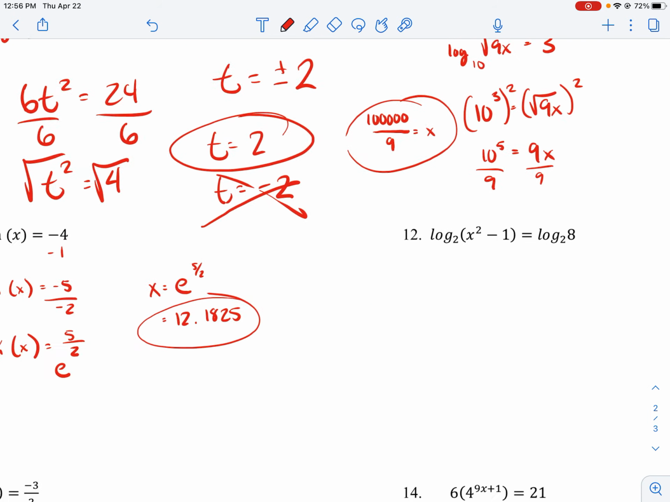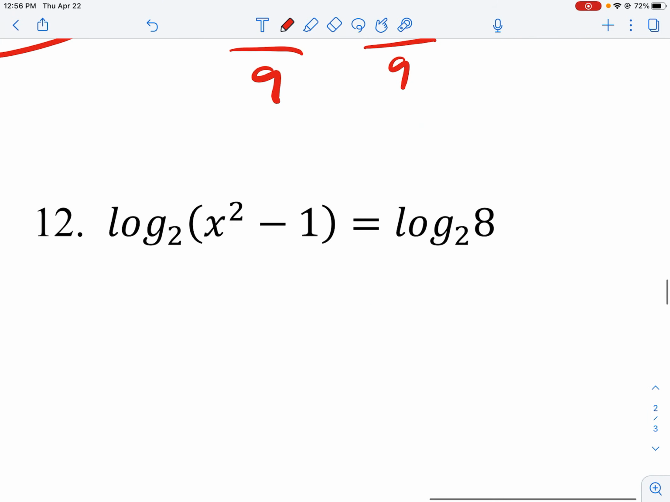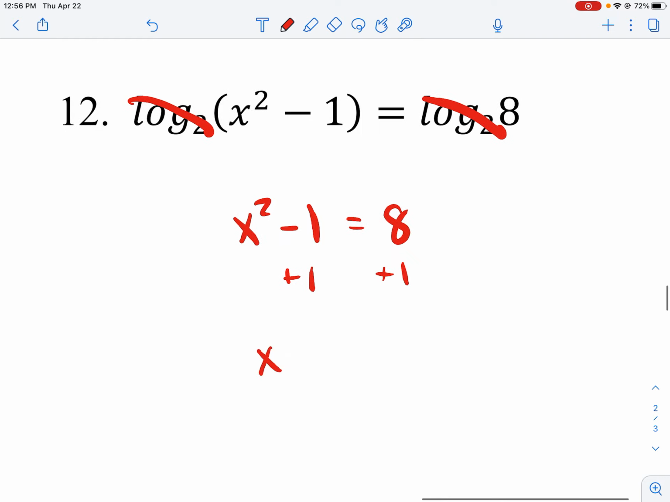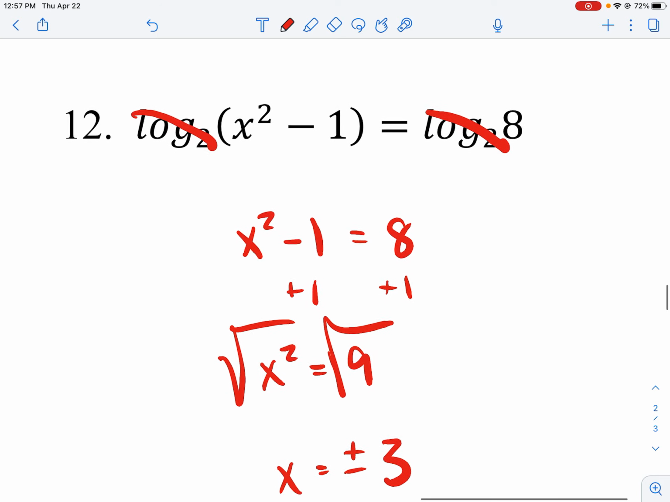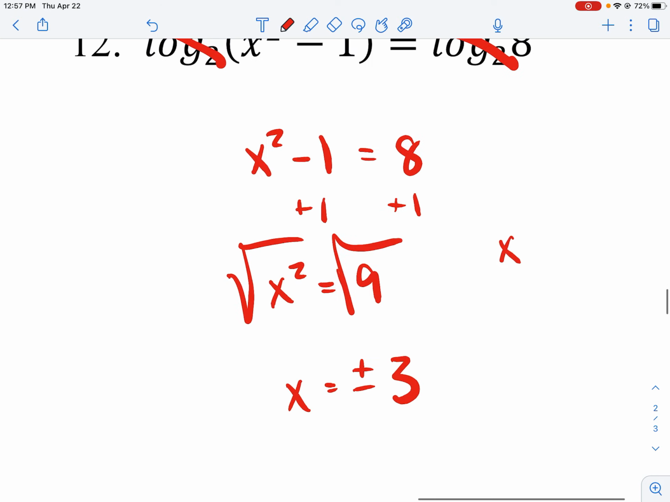Okay, number 12. Log, same base. So we can drop the log. So x squared minus 1 is equal to 8 plus 1 plus 1. X squared is equal to 9. Square root. X is equal to plus or minus 3.